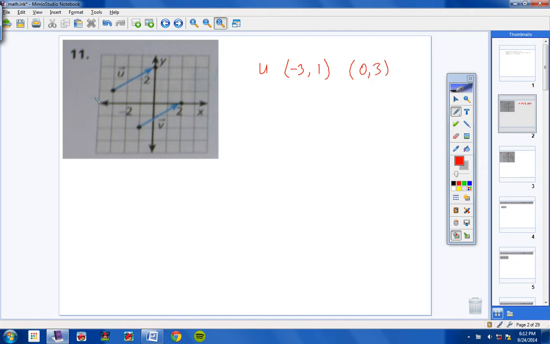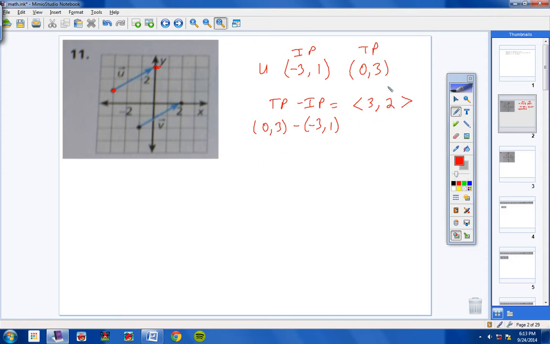Okay, so here's the initial point, here's the terminal point, and remember how to write a vector as an ordered pair. You take the terminal point minus the initial point, and that will give you this. So here we go. 0 minus a -3. Remember, this is your terminal point, and this is your initial point. So I better put it over here so y'all can see it. So 0, 3 minus -3, 1. 0 minus a -3 is 3. And 3 minus 1 would be 2. So there, we've written vector u as an ordered pair, 3, 2.